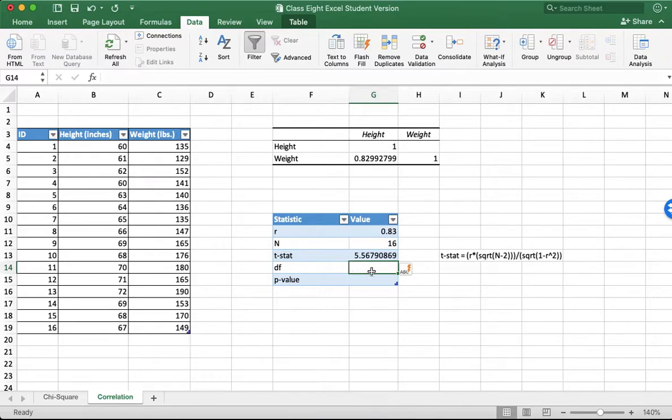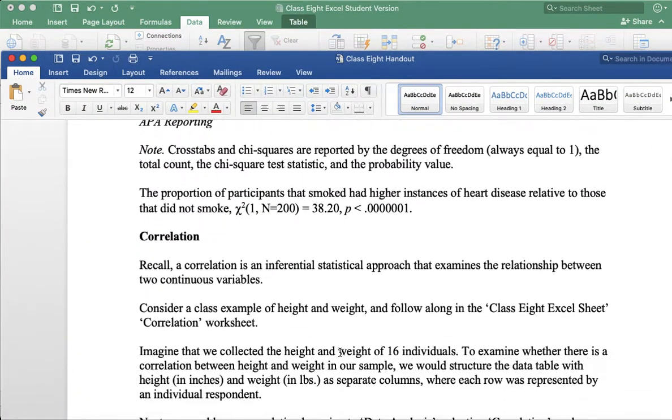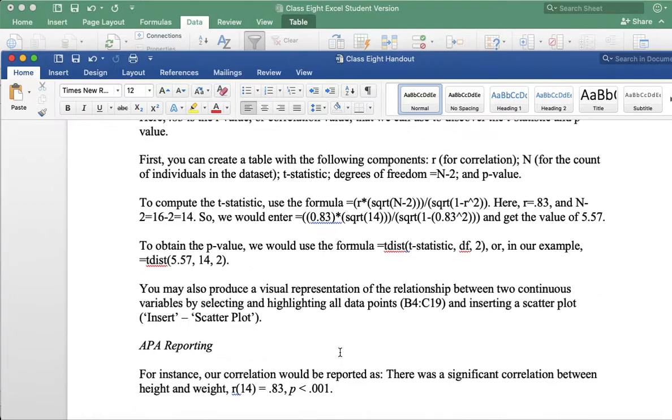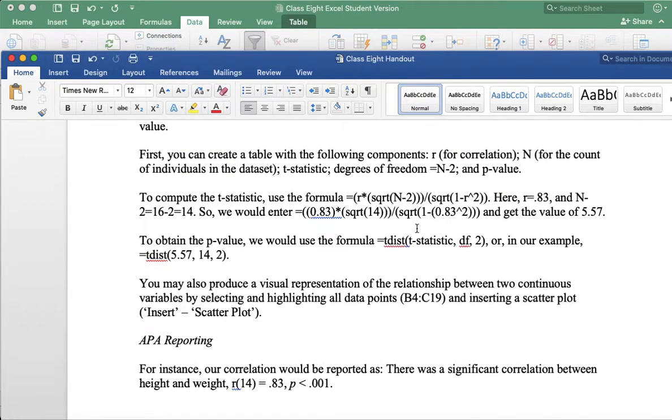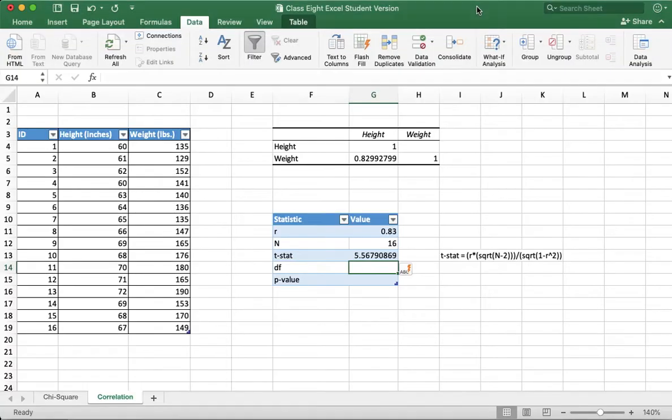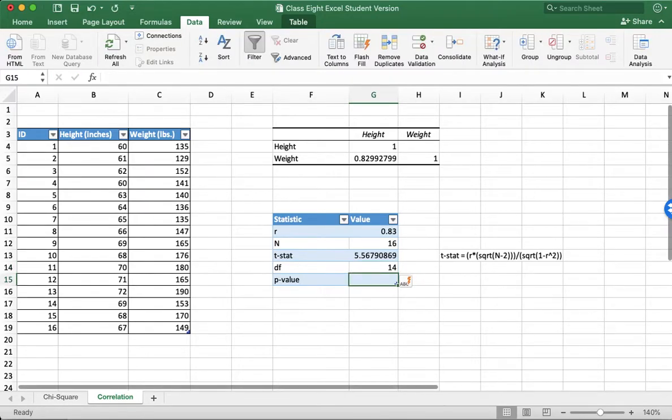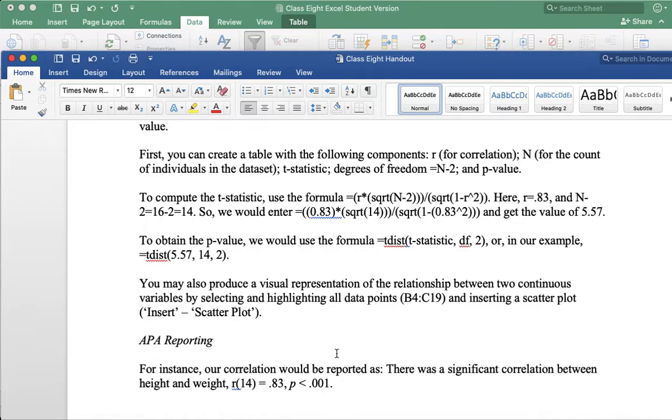It's 5.57. And our degrees of freedom, I'm going to refer to the Word document here. How we calculate our degree of freedom is that we take the N and we subtract it by 2. Okay, so that is going to be 16 minus 2, which is going to be 14. And then how we get the p-value is we're going to use this formula t-dist, and we're going to include the test statistic value, the degree of freedom, and the number of variables we're looking at, which is 2.